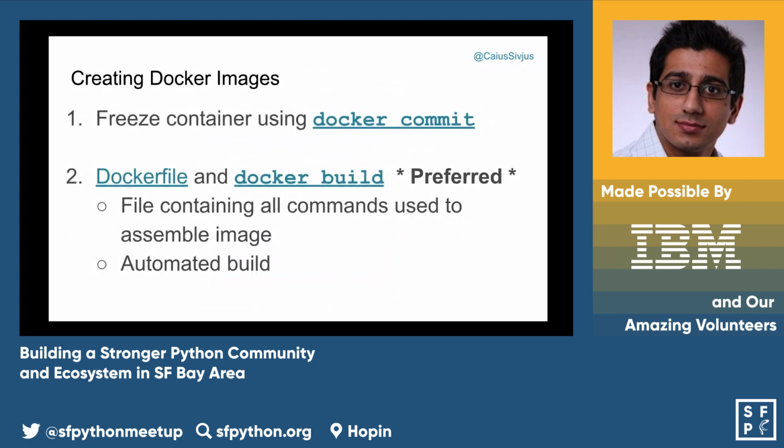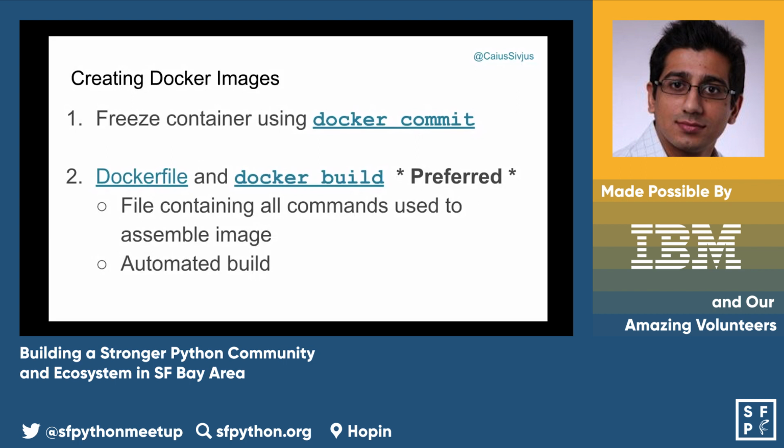We can create Docker images two different ways. The first way is to freeze our container using the Docker commit command. What that's going to do is take that top read-write layer, that top container layer, and make it read-only. And then we can use this new image to initialize new containers. But the more preferred way is to use a Dockerfile and the Docker build command. A Dockerfile is a file that contains commands that are used to create an image. And the Docker build command automates our build process.